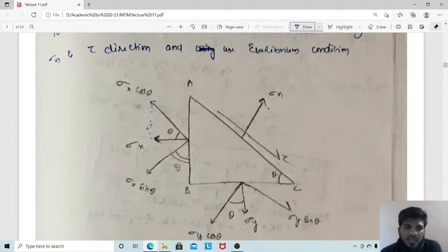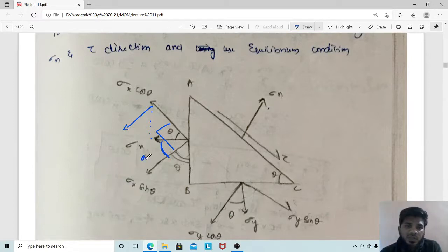Resolving sigma x about this line gives sigma x cos theta, since this is the adjacent side. Normal to this is a line parallel to this, so I am drawing this line here. This is sigma x sin theta. Now see the total angle here. This is theta, this is 90 degrees, so obviously this will be 90 minus theta.